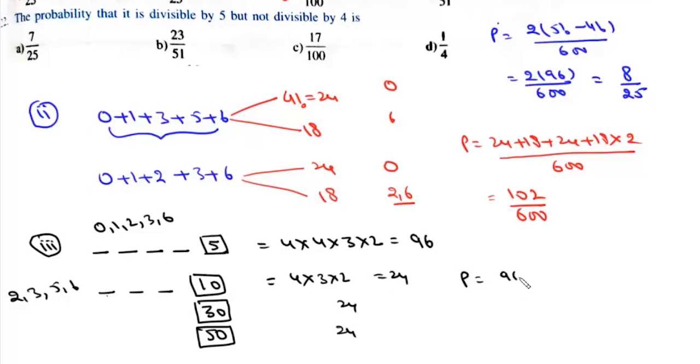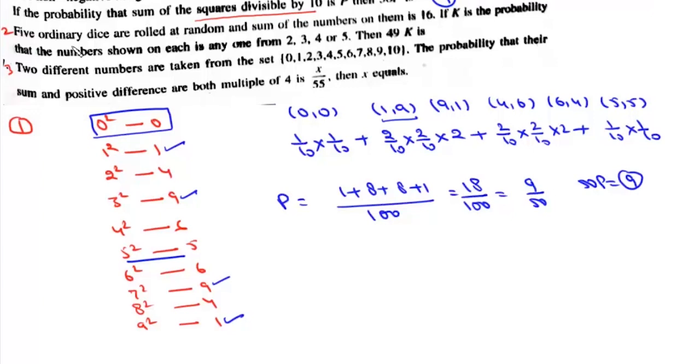So this required probability will be 96 plus 3 into 24 upon 600, which is 168 upon 600, and we can simplify it to 7 by 25, and that's your option A.